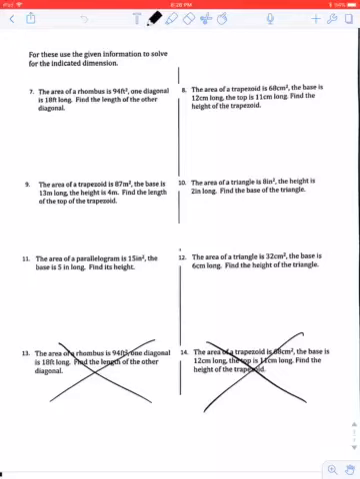Okay guys, so next page, these ones are a little trickier and they involve working backwards. I know how much you love to work backwards.